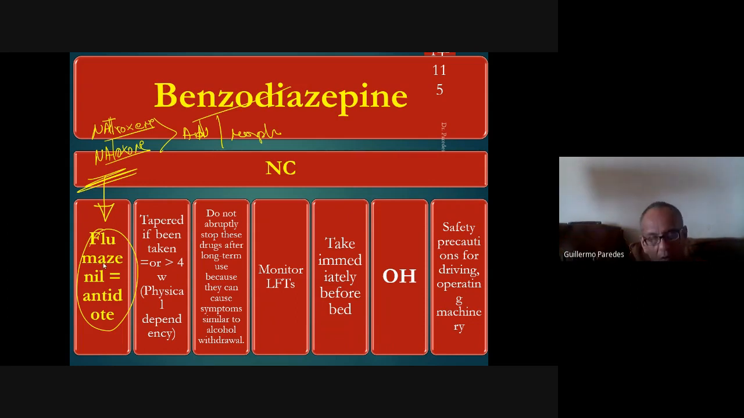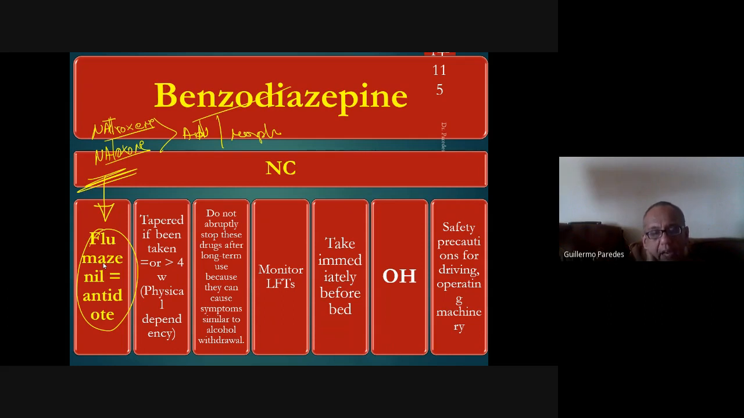Remember, just to remind you a little bit, we were talking about flunitrazepam, that is the Rufus drug, the date rape drug, right? Remember, the antidote will be flumazenil. All right, so we need to taper if that is taking equal or more than 4 weeks. You need to taper off the medication, otherwise it can produce a rebound effect. Do not abruptly stop this drug after long term because it can cause symptoms similar to alcohol withdrawal.